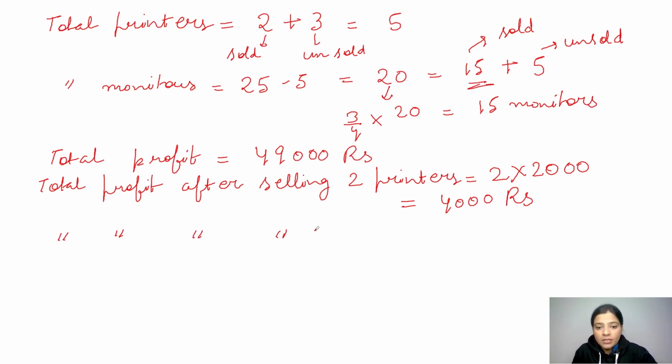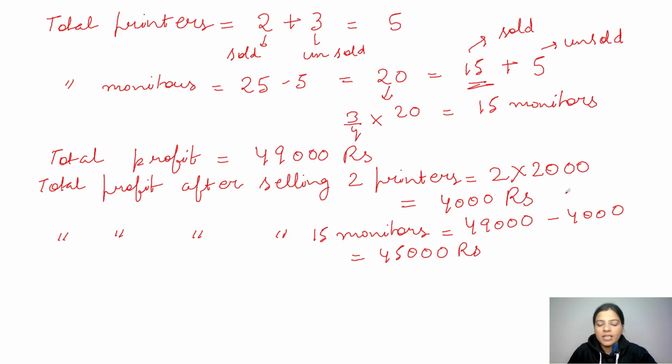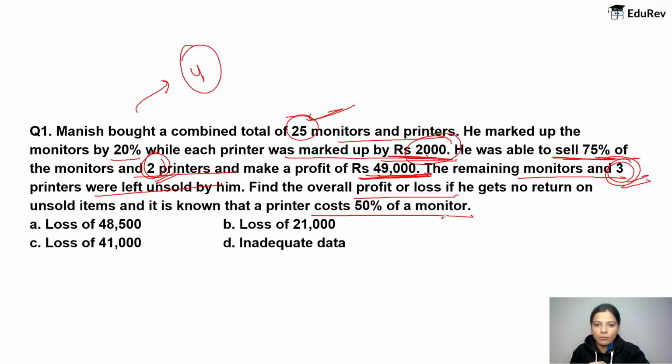15 monitors. So the profit after selling 15 monitors will be nothing but total profit minus the profit of two printers. So that will be 49,000 minus 4,000. So that becomes 45,000 rupees. Now we have the bifurcation: 4,000 rupees was the profit after selling two printers and 45,000 rupees was the profit after selling 15 monitors.